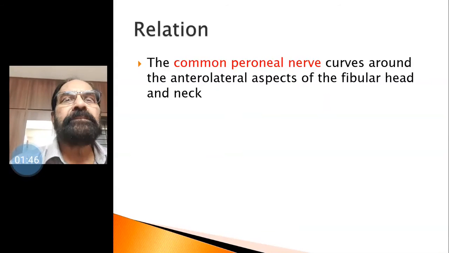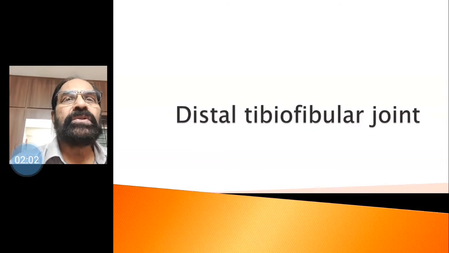Coming to relation, the common peroneal nerve is related to this joint, and this nerve curves round the anterolateral aspect of the fibular head and neck. Then we go to the distal tibiofibular joint.